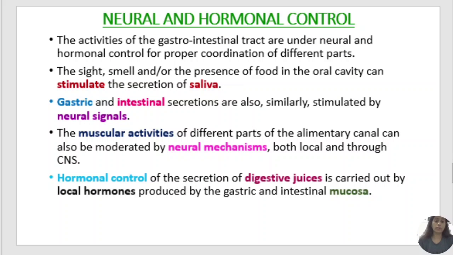The neural and hormonal control. The activities of the gastrointestinal tract are under neural and hormonal control for proper coordination of the different parts. The sight, smell, and or the presence of food in the oral cavity can stimulate the secretion of saliva. Gastric and intestinal secretions are also similarly stimulated by neural signals. The muscular activities of the different parts of the alimentary canal can also be moderated by neural mechanisms, both local and through the CNS, which is the central nervous system. The hormonal control of the secretion of digestive juices is carried out by the local hormones produced by the gastric and intestinal mucosa.